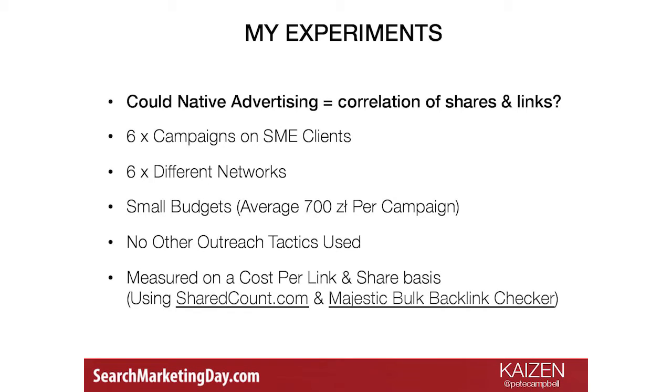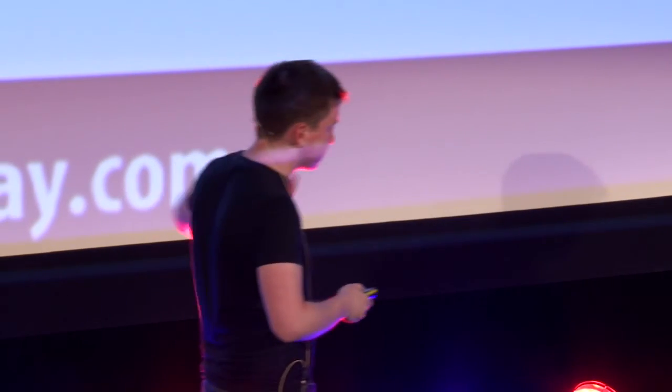I ran 6 different campaigns, each on a different network, on a relatively small budget. And no other outreach tactics were used, so I felt it was a fair test to see whether or not this is really working. And I measured it all on a cost per link and a cost per share basis. You can do this really easily using the Shared Counts API, which will let you easily track social shares, and Majestic SEO's bulk backlink checker.